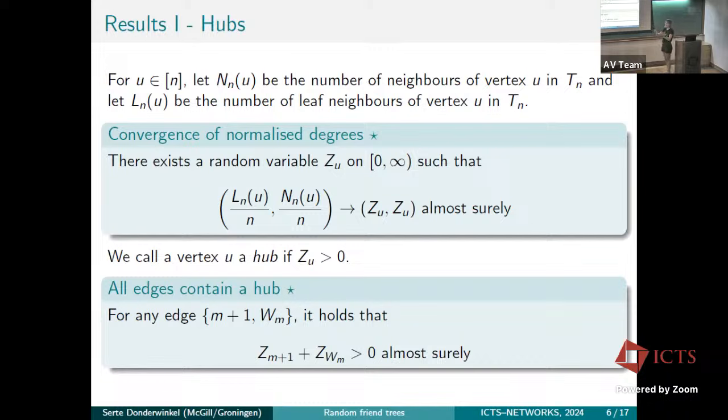As you saw in the picture before, you do have these small degree vertices that are next to each other at any given time. Yeah, that's right. So you track the progression of a vertex degree as the tree goes really, really big.